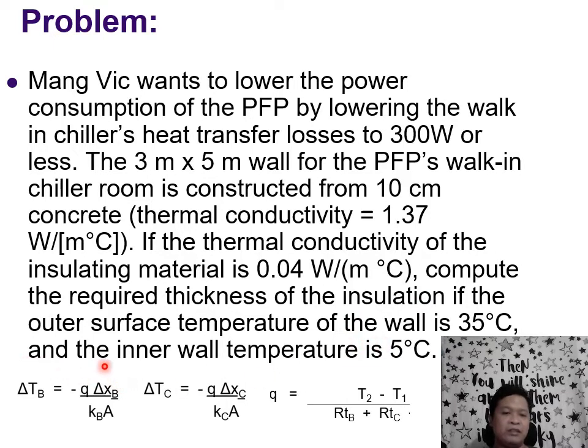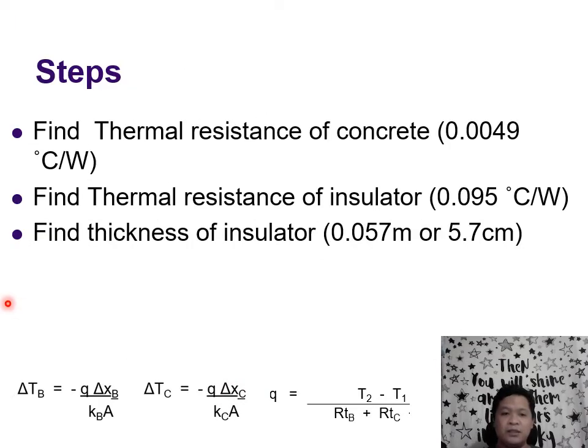So these are the following equations that you might want to use. Bear in mind that thermal resistance is equal to delta X of that segment over the kA of that segment. So dahil yun yung mga given mo, we first find the thermal resistance of concrete, no? Equating Q to 300 watts, right?